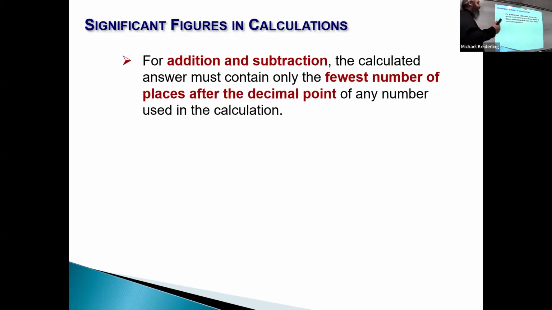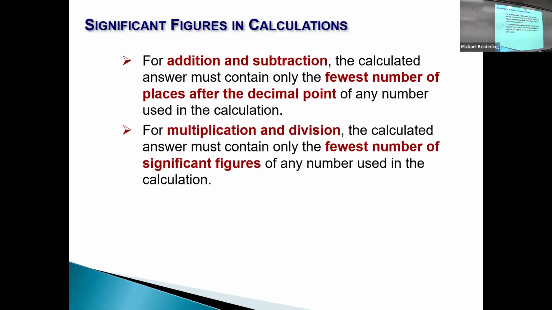So the rules for calculations with addition and subtraction, strictly speaking, the answer needs to contain the fewest number of decimal places after the decimal point of any number used in the calculation. That's the strict rule. I will be okay if you use significant figures instead of decimal places. Usually they end up the same, but that's the rule. For multiplication and division, the calculated answer can only contain the fewest number of significant figures of any number used in the calculation.